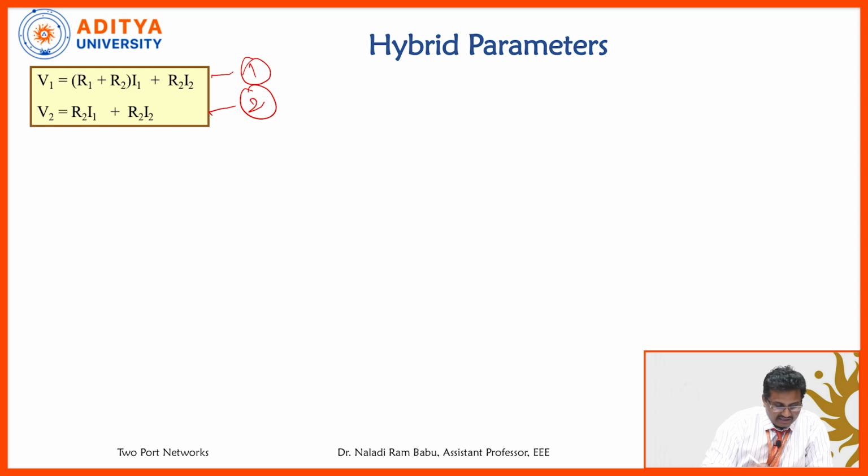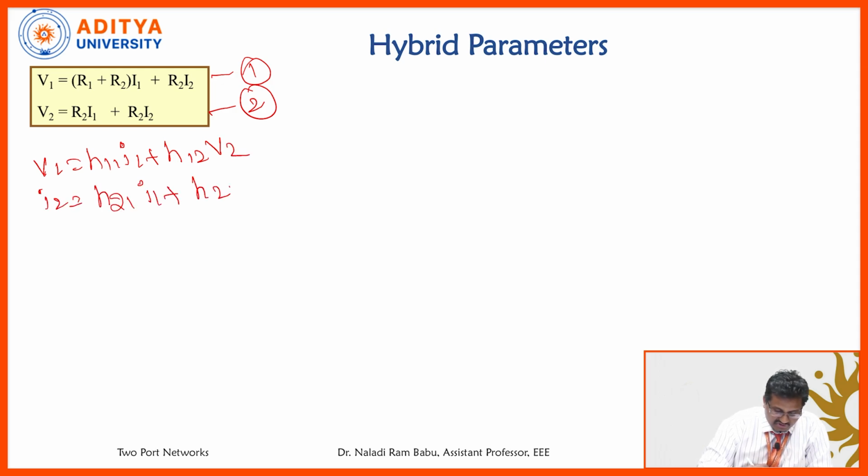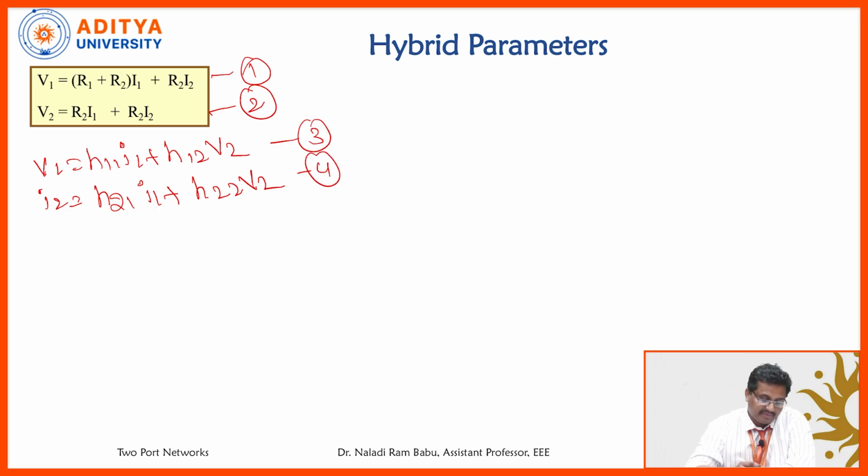Now, let us write the equations of hybrid parameters, that is V1 equal to H11 I1 plus H12 V2 and I2 equal to H21 I1 plus H22 V2. This is equation 3 and this is equation 4. Now, let us compare equation 1 and equation 3. Equation 1 is in the form of V1, I1, I2 and equation 3 is V1, I1, V2. So, the comparison is not possible. Now, let us go for equations 2 and 4. Observe that equations 2 and 4 resemble each other.